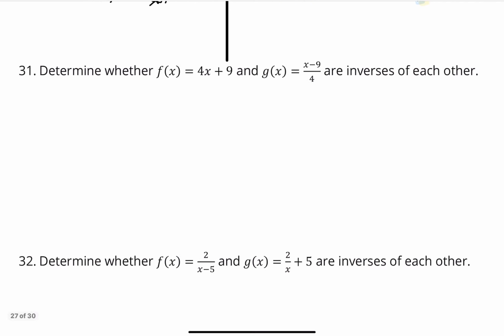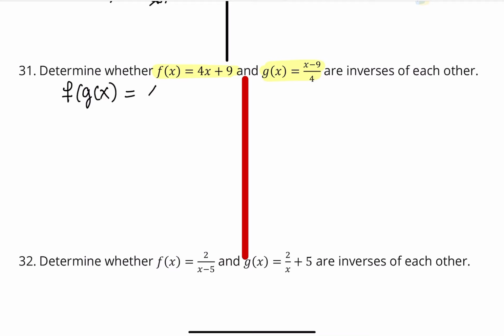Determine whether the function f of x, 4x plus 9, and g of x, x minus 9 over 4, are inverse of one another. Again, I'm going to draw a line because I know I have to find f of g of x, and that should be equal to x. And I have to find g of f of x, and that should be equal to x.